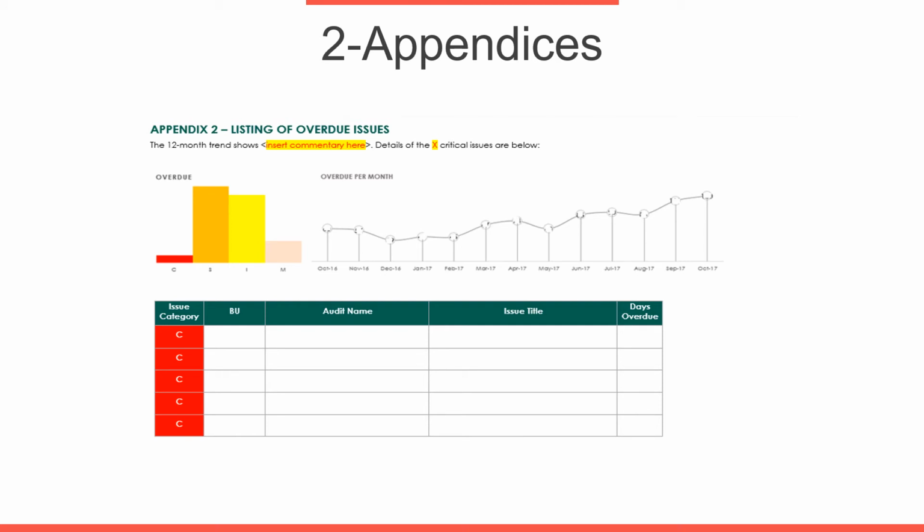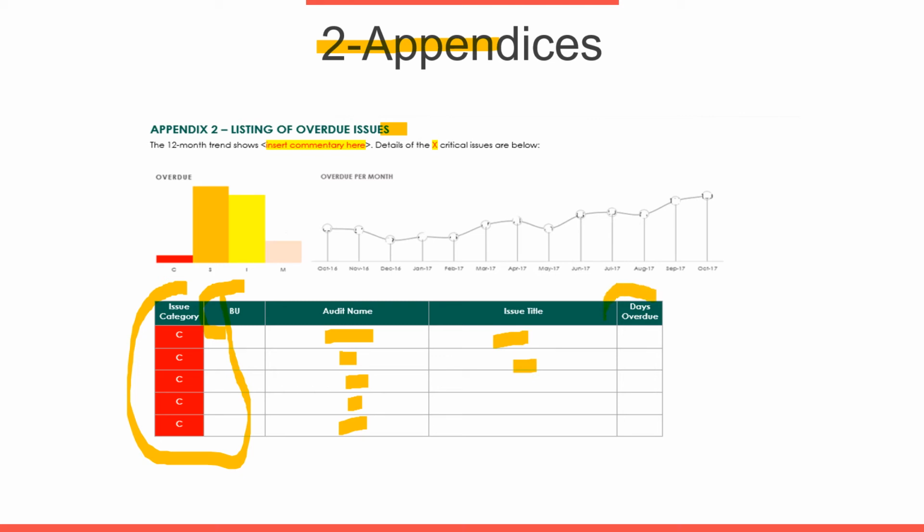Next is appendix number 2, list of overdue issues. There are many issues which have not been implemented for a long time. Overdue issues means that management have given some dates for the implementation, and it was not implemented when this report was prepared. So this is a template: issue category A, B, C, depending on the rating of that issue, which business unit. Here the audit name, for instance, under procurement, under accounts payable, under HR, you can put the name of the audit under which this issue finding was reported, then the issue title, and here the overdue days for the issues.